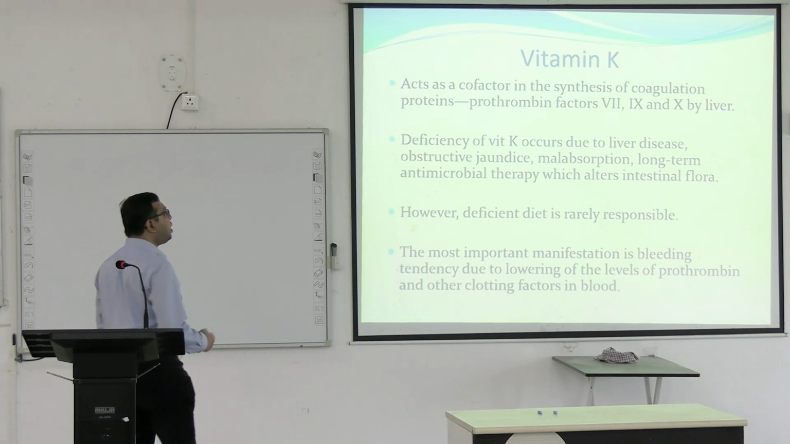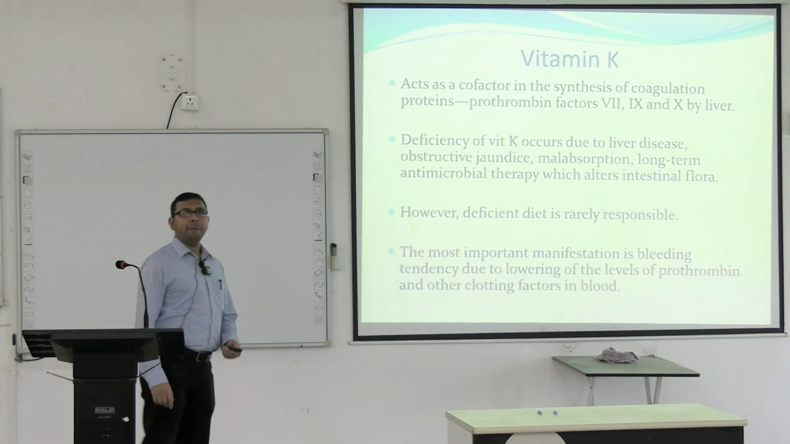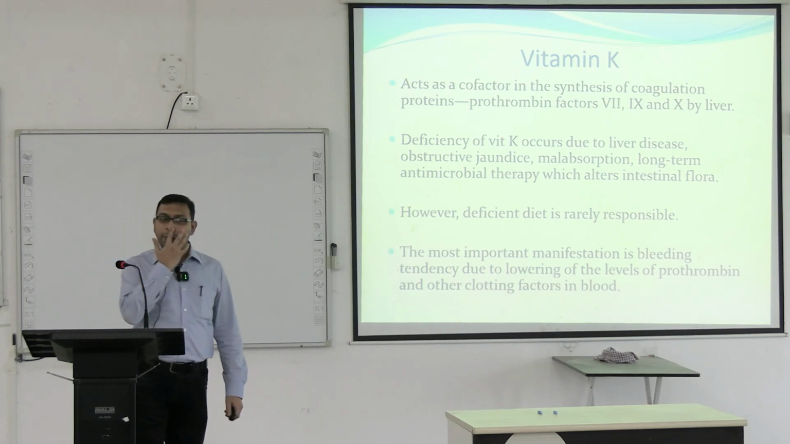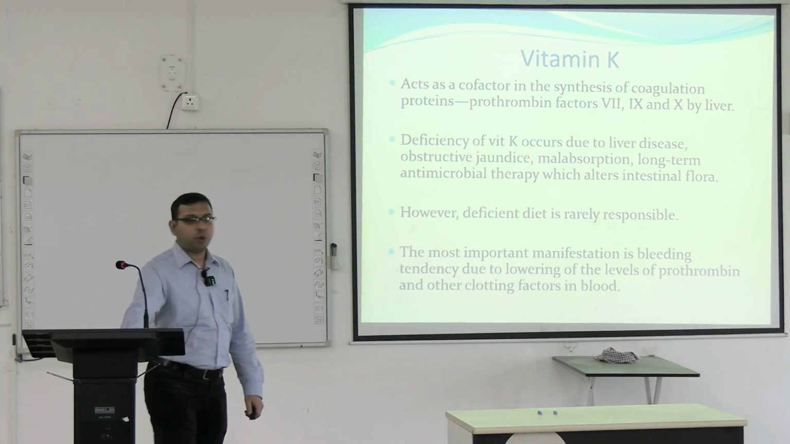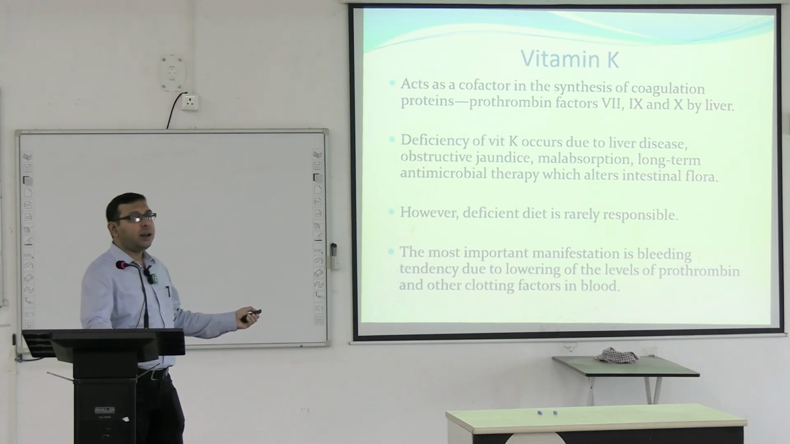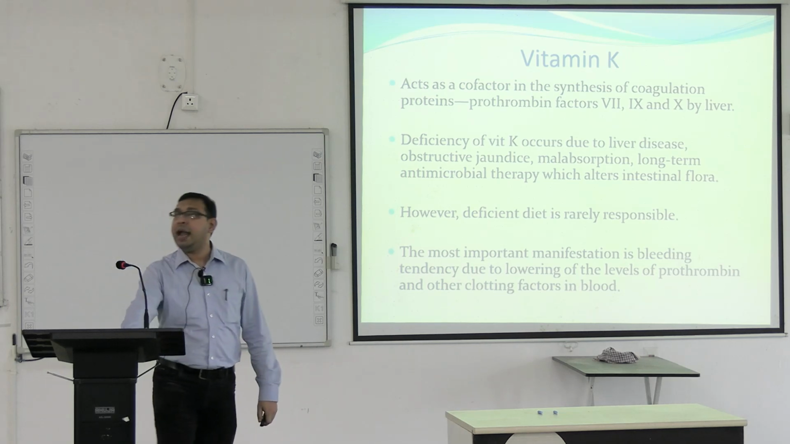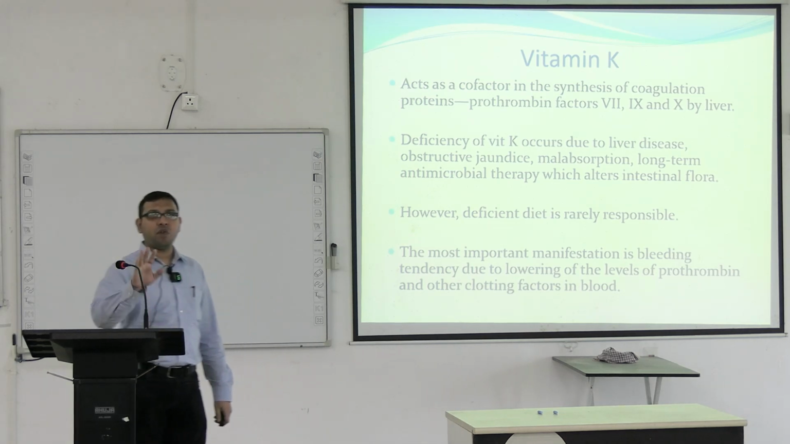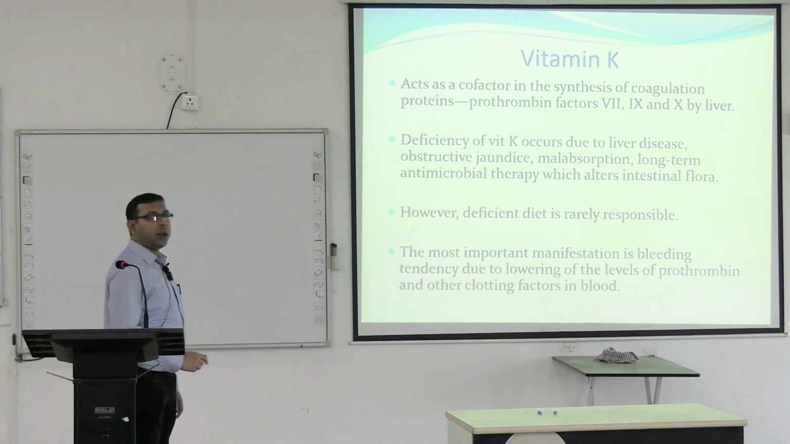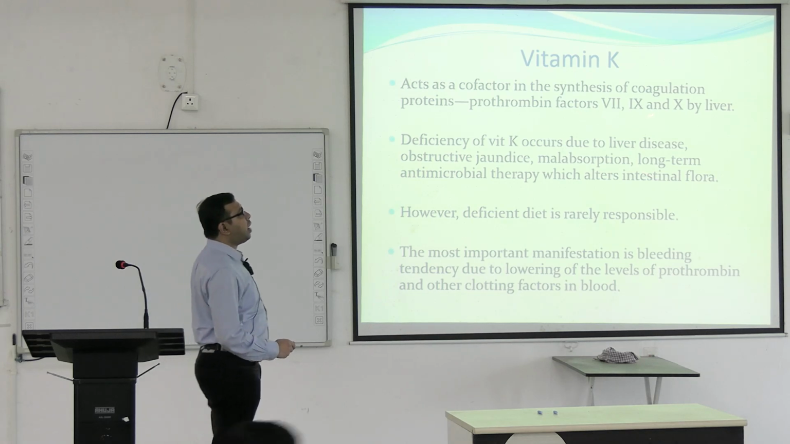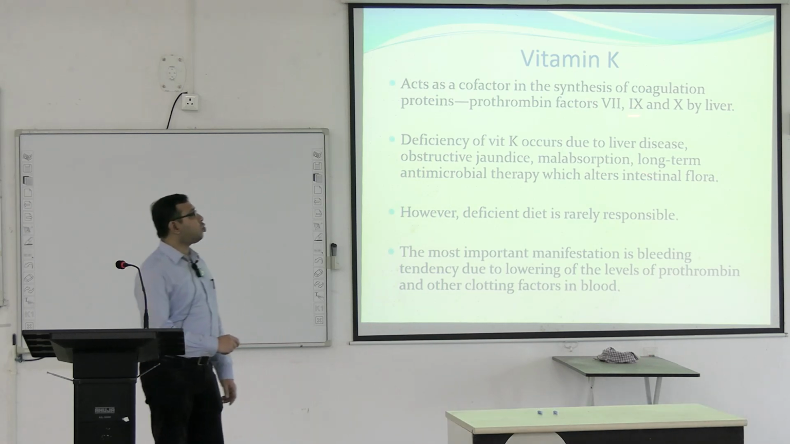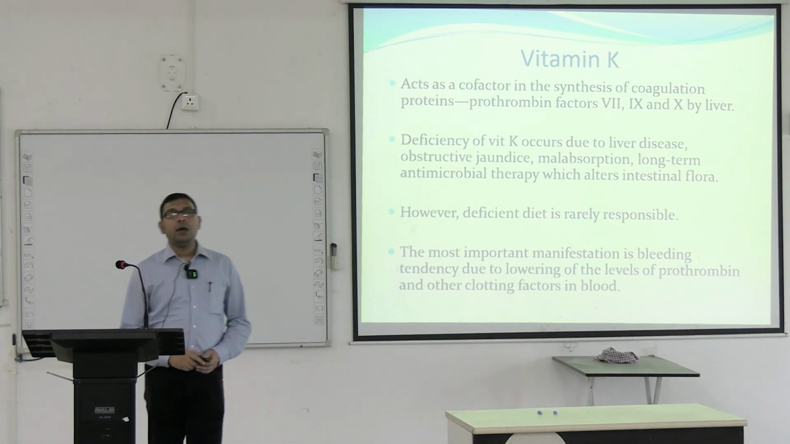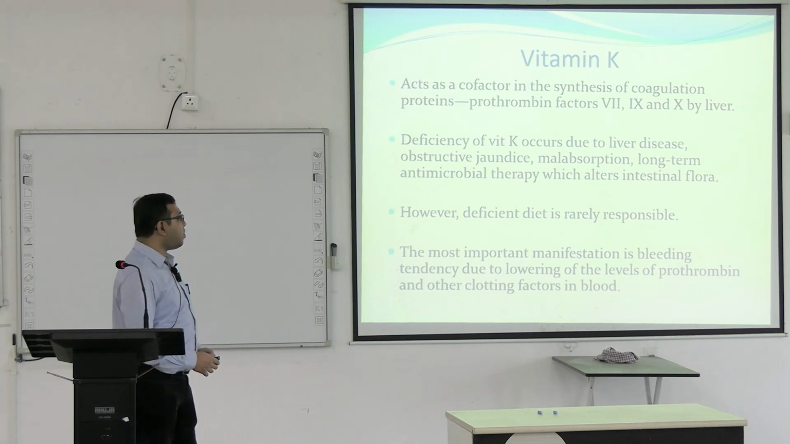So first coming to vitamin K. Again, you have read something about vitamin K in physiology and biochemistry most probably. It is a cofactor in the synthesis of the coagulation proteins. So what are the vitamin K dependent coagulation proteins? There are 4 coagulation proteins that are vitamin K dependent: factor 2, 7, 9, 10. So 2, 7, 9, 10, these are the vitamin K dependent coagulation factors.